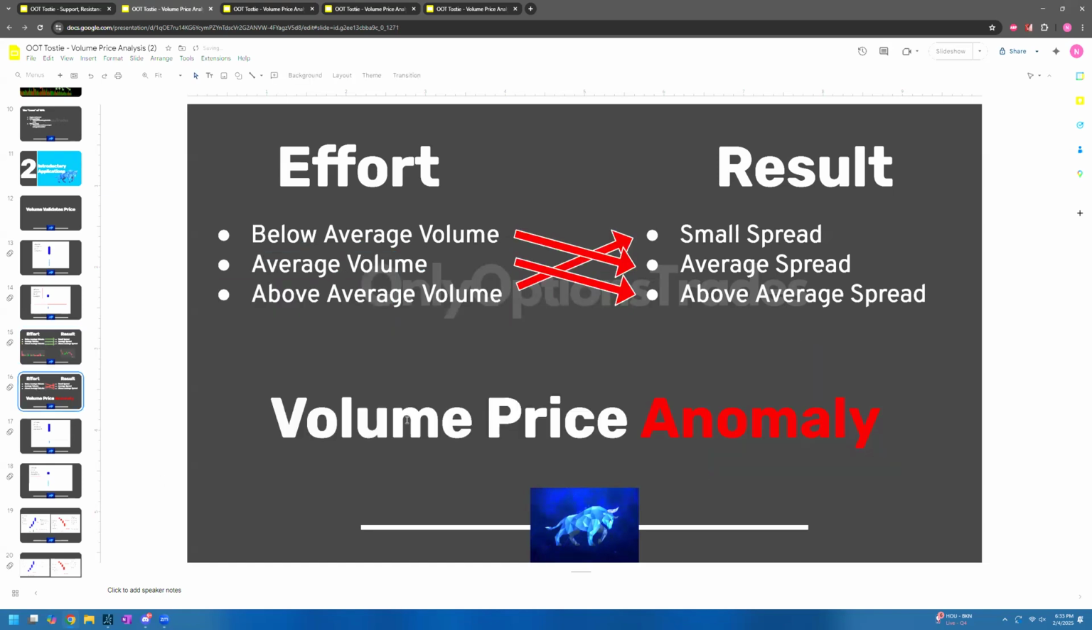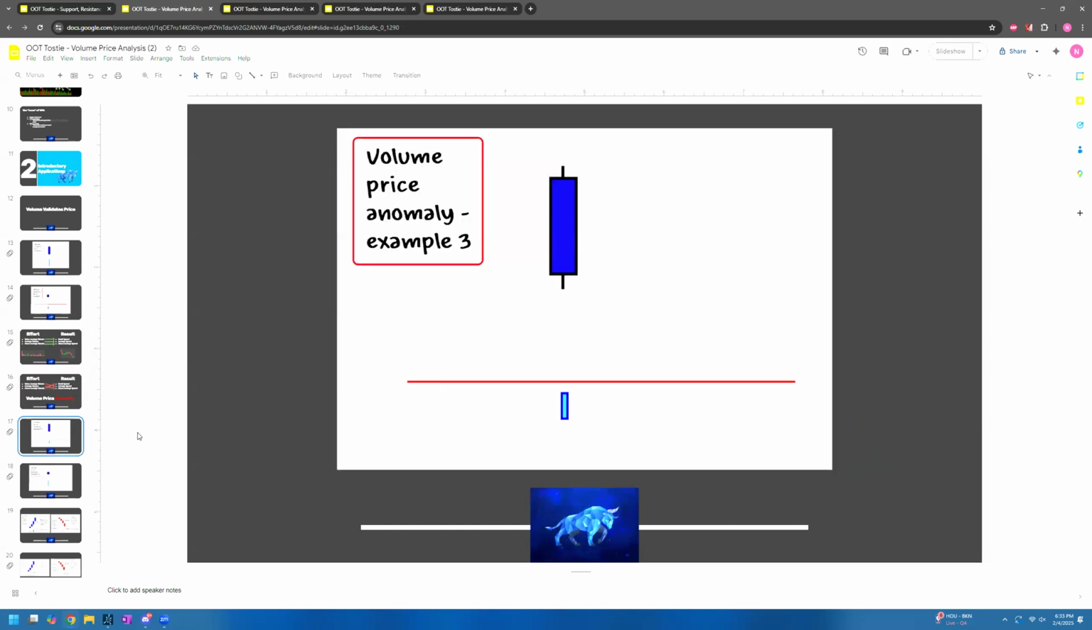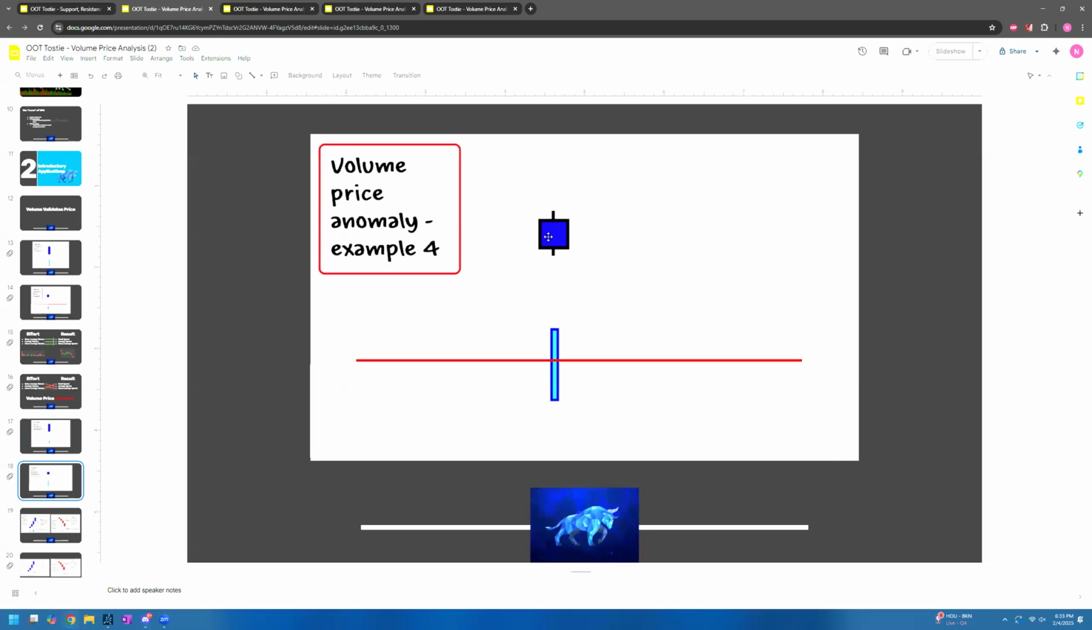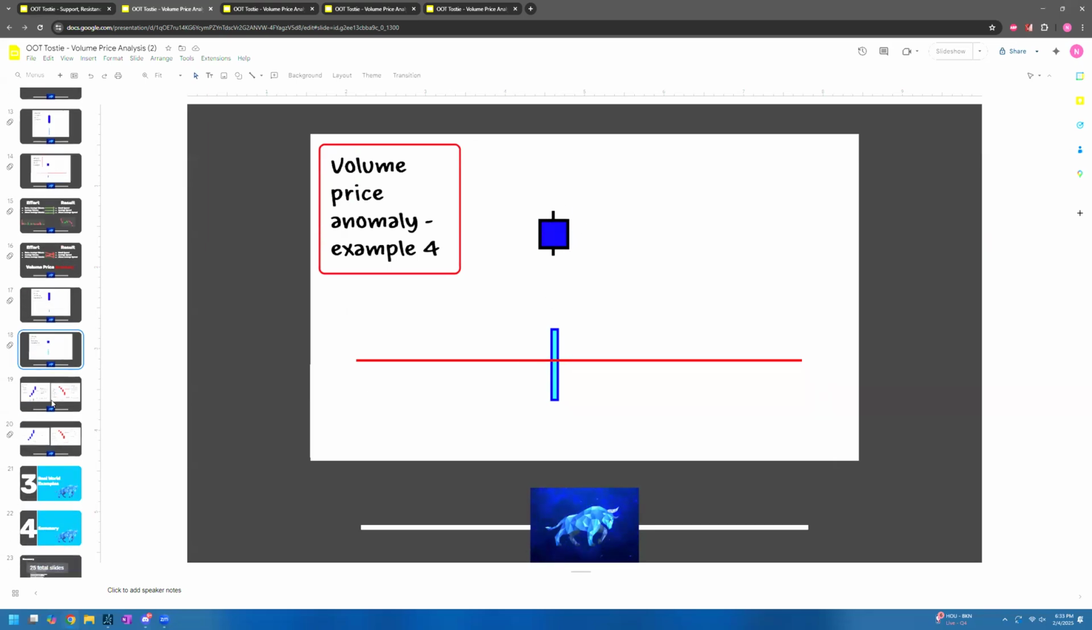We'll talk about that. A volume price anomaly is when the two don't align. If we have above average volume and a small candlestick spread, that's an anomaly. This is an example of a volume price anomaly: we have a massive candlestick spread and below average volume. That's an anomaly. Here we have a small spread and above average volume. Same idea. That's an anomaly.